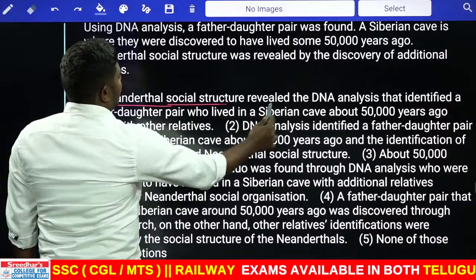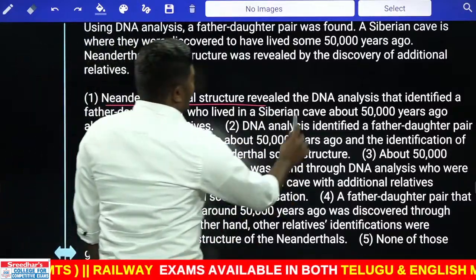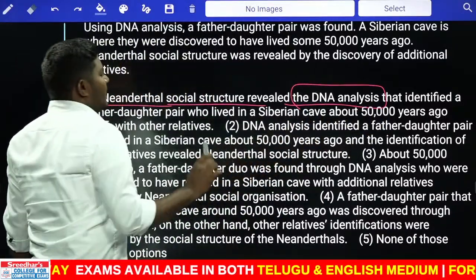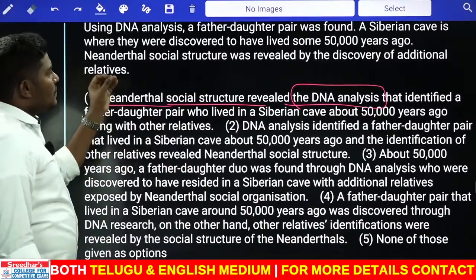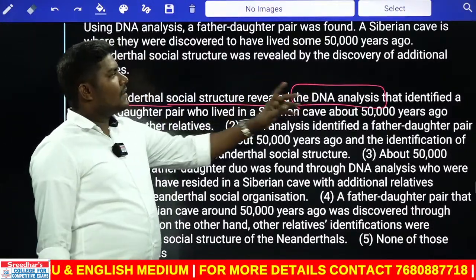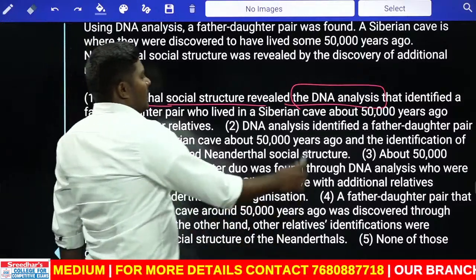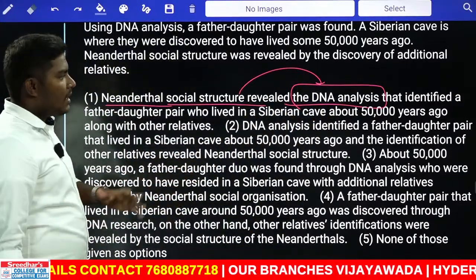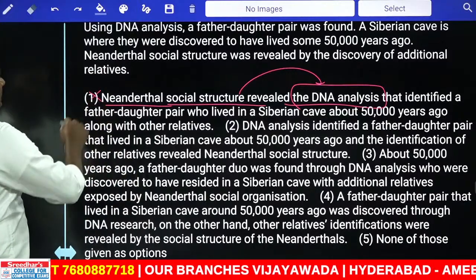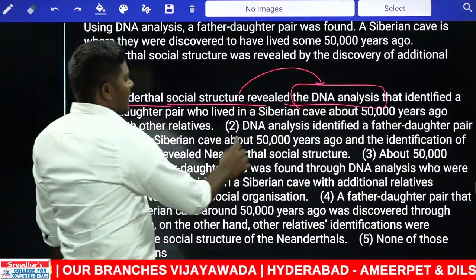Neanderthal social structure revealed the DNA analysis. See, the DNA analysis is not revealed by the social structure. The social structure was revealed by the discovery of additional relatives. So it did not reveal the DNA. The DNA was just an analysis. So it did not reveal. First one is out.